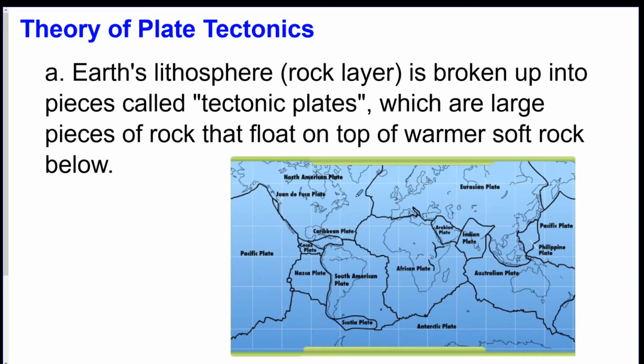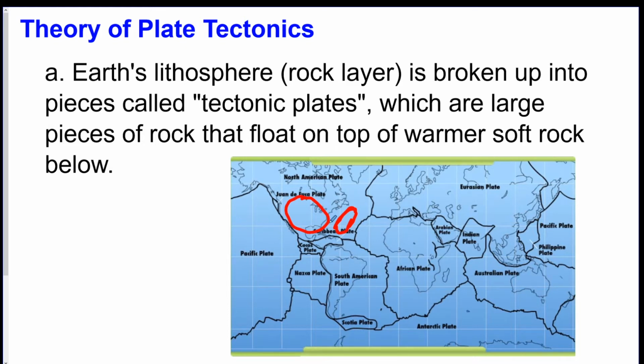Now, a plate doesn't necessarily have to just be a piece of continent. If you could see this plate here, this is North America. This plate has North America on it, plus some of the Atlantic Ocean. So don't think of the plates as just the continent. They're giant pieces of area, could be ocean and land together. You can see the outlines here.